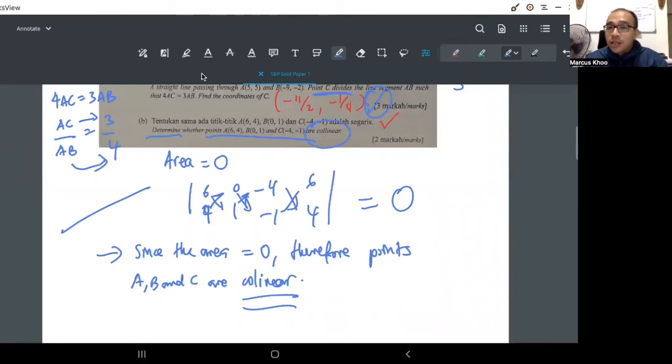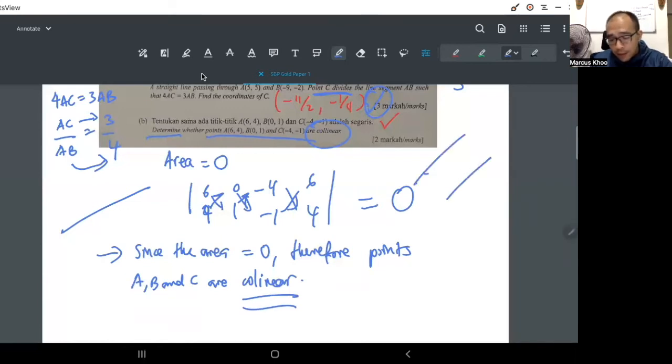Because if the gradient is the same, it only means that it is parallel. It may not be collinear. It may not be one line. And gradient only shows the slope. So if you use gradient to prove that the points are collinear, I would mark you wrong, because you're just proving that they're parallel. Parallel lines are not always collinear.